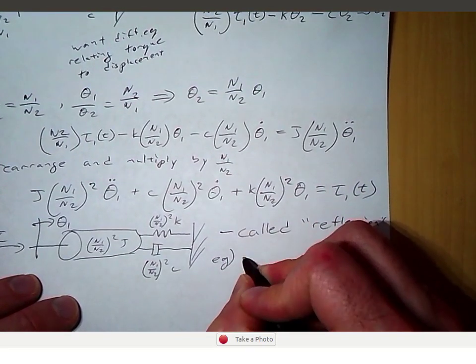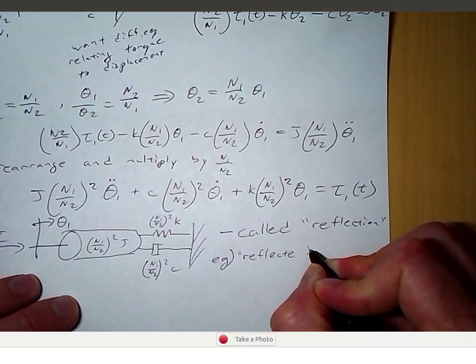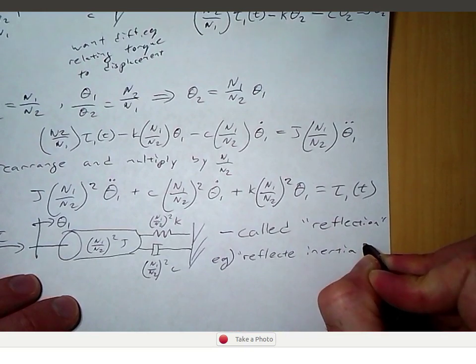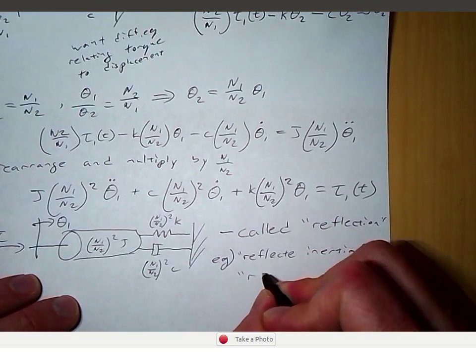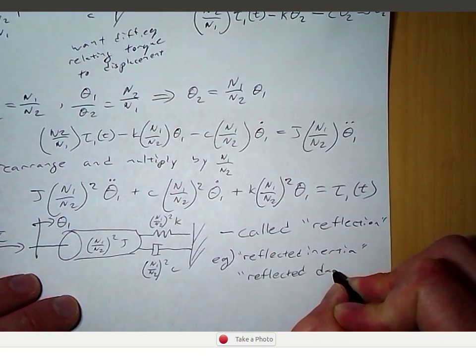For example, we could talk about reflected inertia or reflected damping.